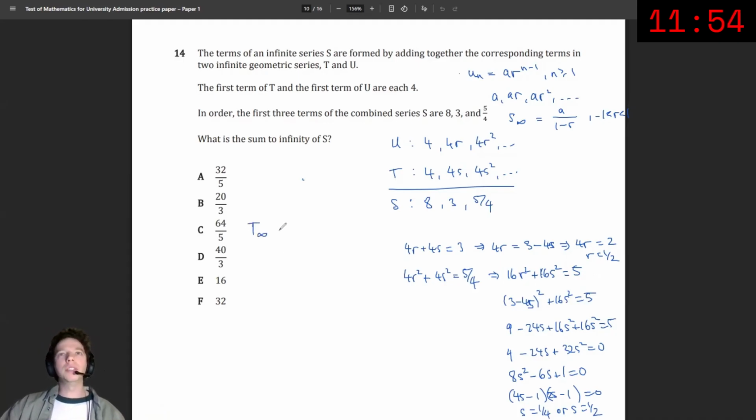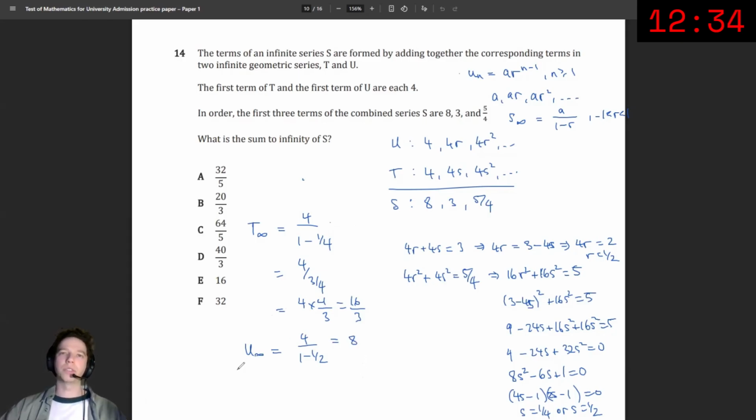Okay? So t to infinity, that's going to be 4 over 1 minus, just take it to be a quarter then. Multiply that by 4 top and bottom, so that's 16. Well, okay, don't want to go too fast. 4 over 3 quarters, right? So 4 times 4 over 3, so 16 over 3 for t. For u, take it to be a half, so 4 over 1 minus a half is the sum to infinity. So 4 over a half, so 8.